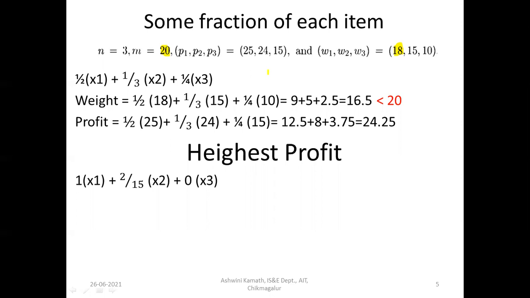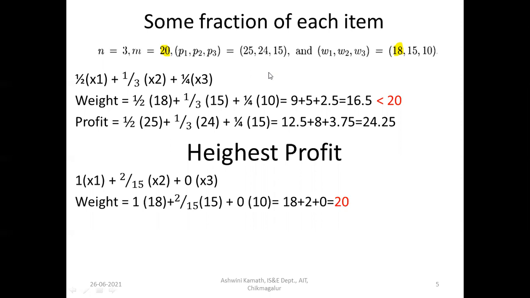0 of x3. Okay. So let us see the weight. The weight, obviously, we know that it is 20. We are exactly filling the capacity of the knapsack. 1 into 18, plus 2 out of 15 into 15, plus 0 into 10. So 18 plus 2 plus 0 is equal to 20. So the knapsack is completely filled.